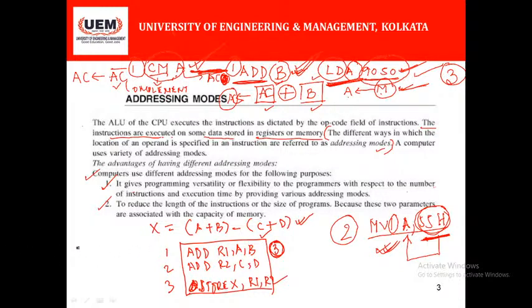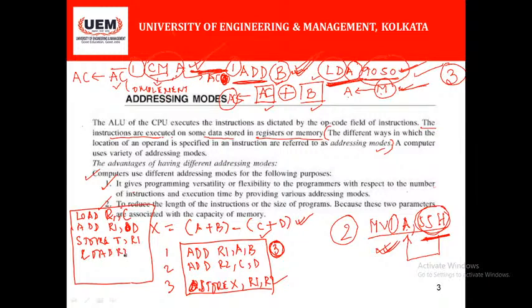But if we represent it by means of 2 address instructions, first of all load R1, C, then add R1, B, R1, D. Next, store T, R1. Okay, next again load R2, A.